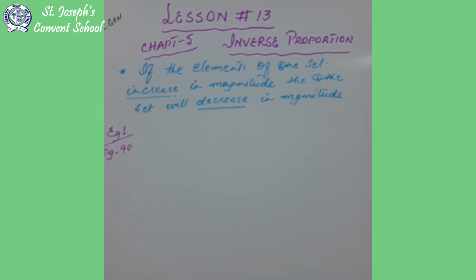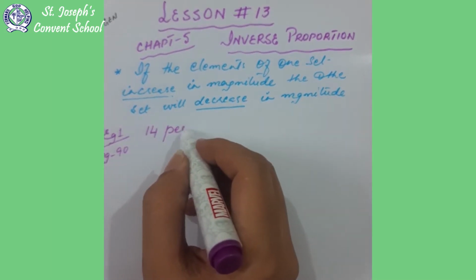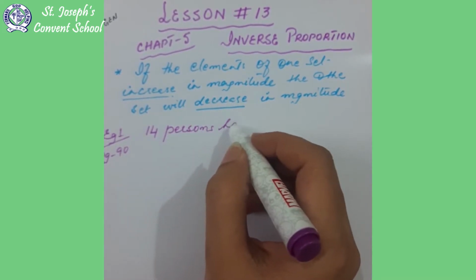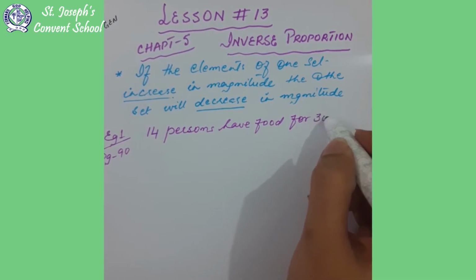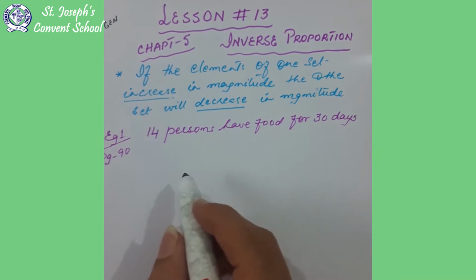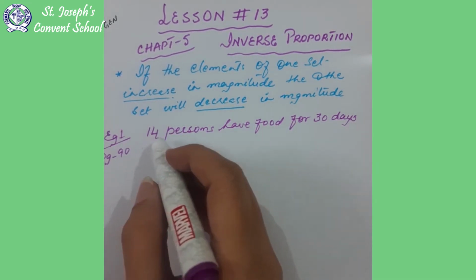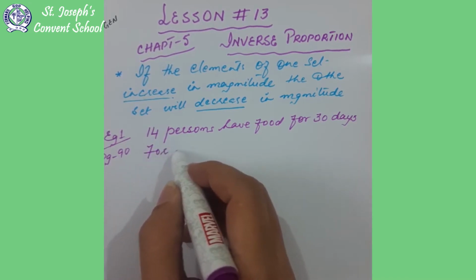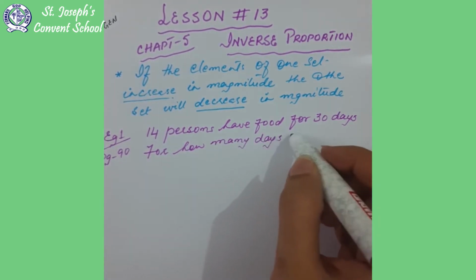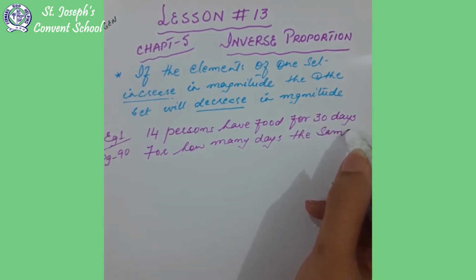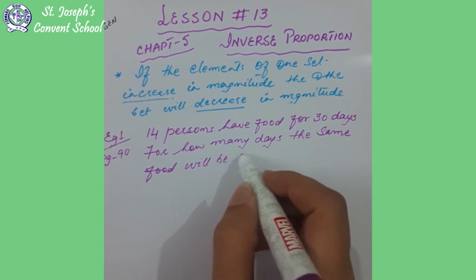So let me write the example. 14 persons have food for 30 days. So two sets are 14 persons and 30 days. Okay, so this is given. Now for how many days the same food will be sufficient? Okay, this you have to find.